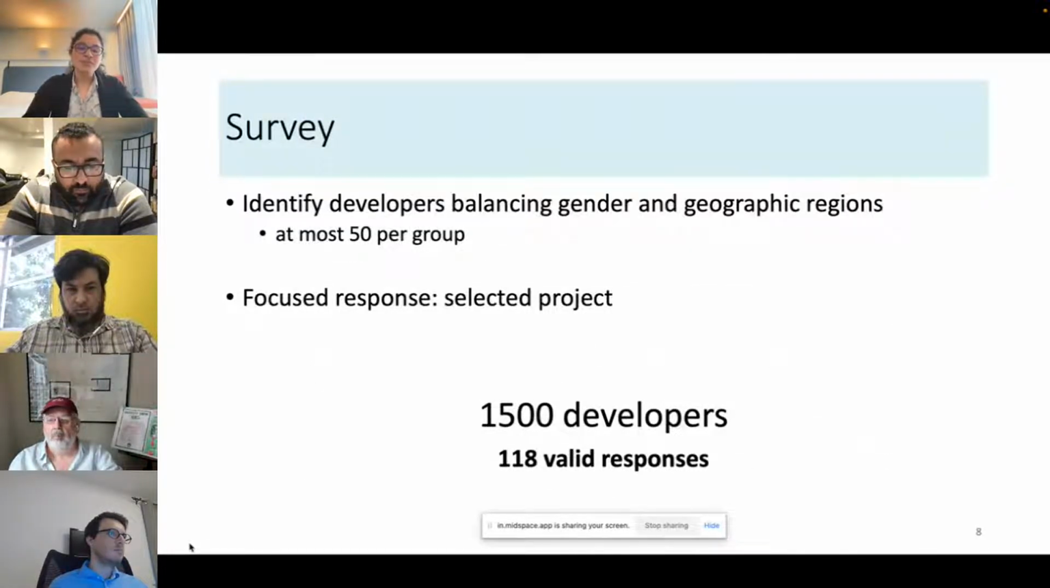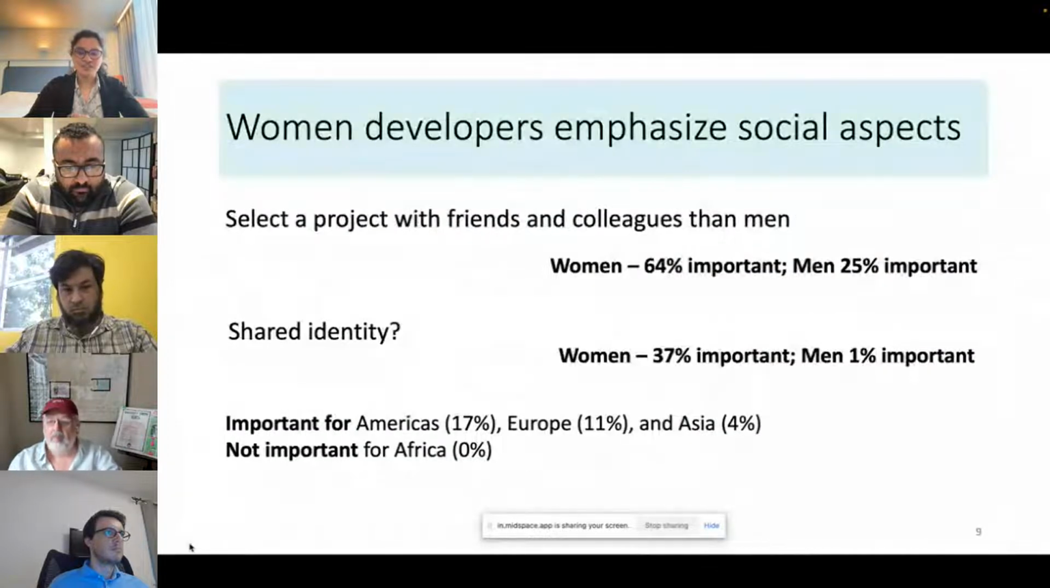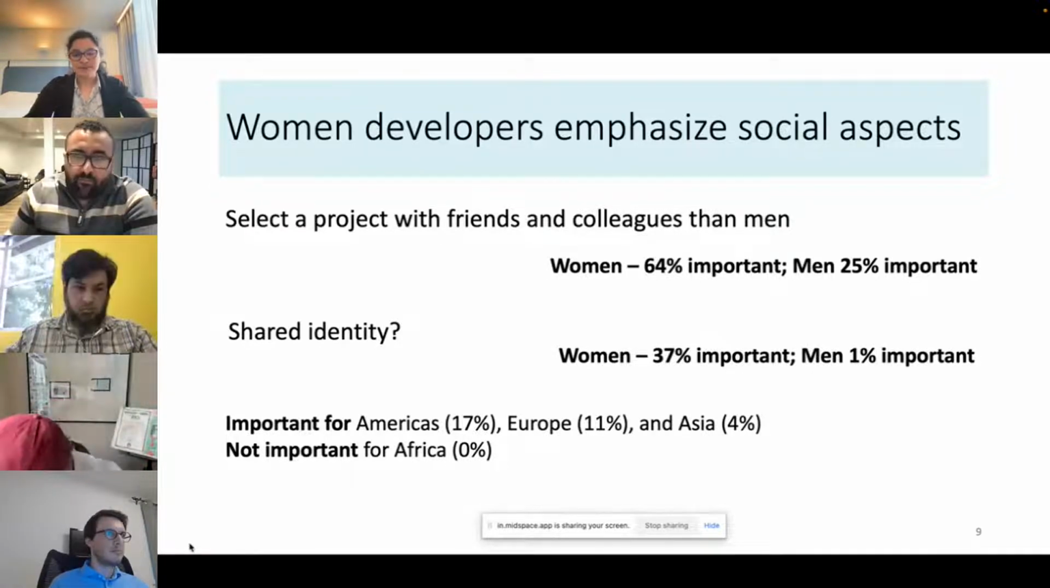And then we moved on to the survey, in which we tried to gather the perceptions of men and women balanced across different geographic regions. You can think of it as us trying to contact at most 50 developers per group. In the end, we contacted 1,500 developers, out of which we got 118 valid responses. What you see next are just some of the key insights of our analysis. One of the key differences that we saw was that women developers emphasize the social aspect. For them, working with a friend or colleague is more important than for their men counterparts.